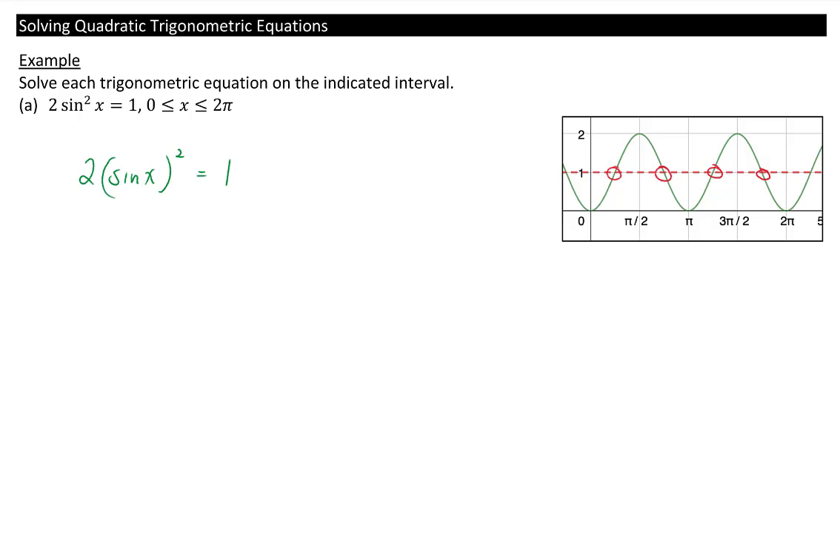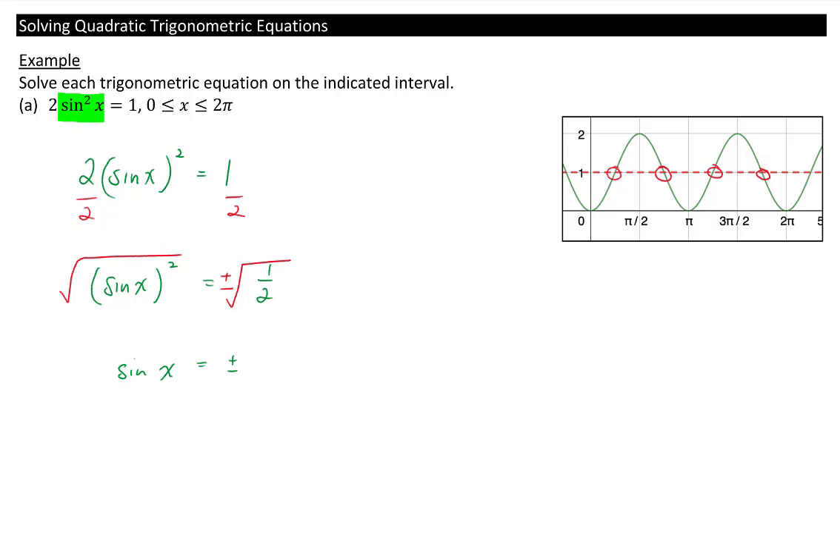When you see a sine raised to an exponent 2 and the x after it, that's just another way of saying sine x all squared. First step to solve is to divide both sides by 2. And we end up with sine x squared is equal to 1/2. And then our next step is to square root both sides. But remember, when you square root both sides, you need to include a plus and a minus.